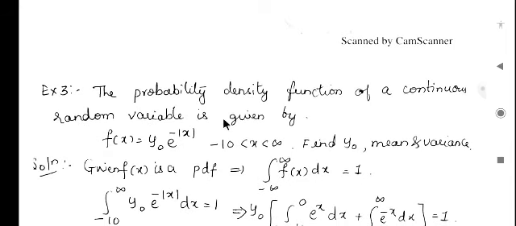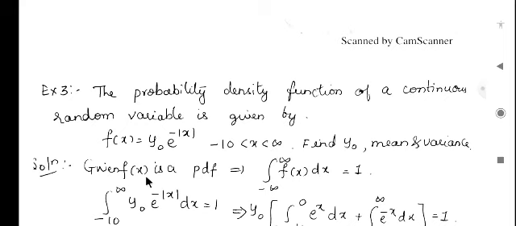The probability density function of a continuous random variable is given by f of x equal to y naught e raised to minus modulus of x, x between minus infinity to infinity. We need to find y naught, mean and variance.